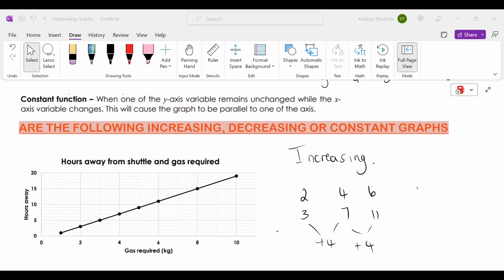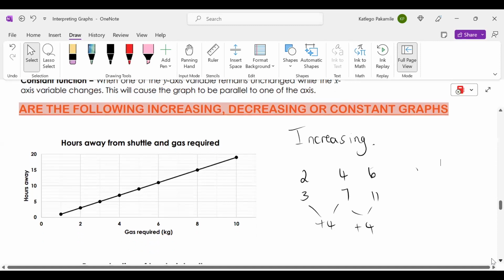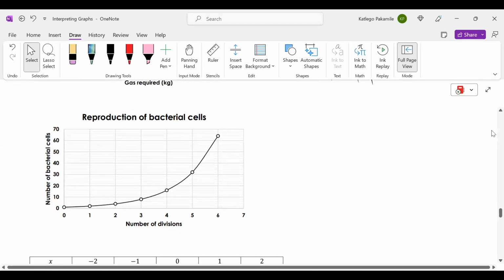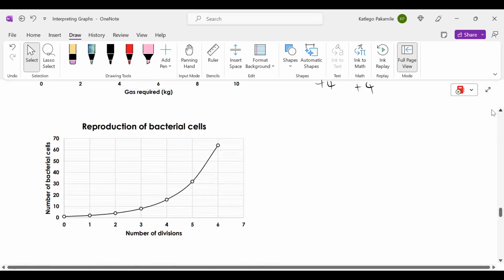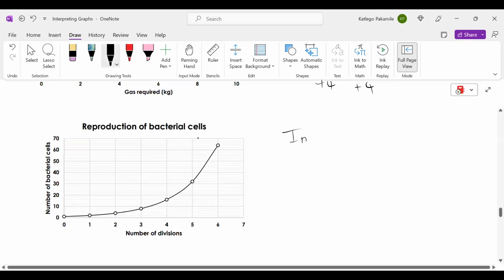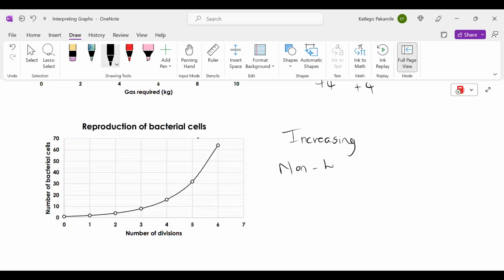Okay, I thought I missed something, but I haven't. Let me move on. Next, is it increasing, decreasing, or constant? Is this graph increasing, decreasing, or constant? Increasing. So it is an increasing non-linear graph. It is increasing and non-linear. Yes, guys, increasing non-linear. That would be correct.